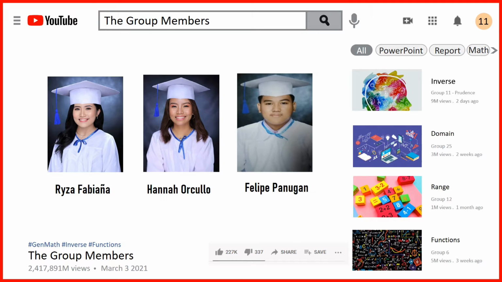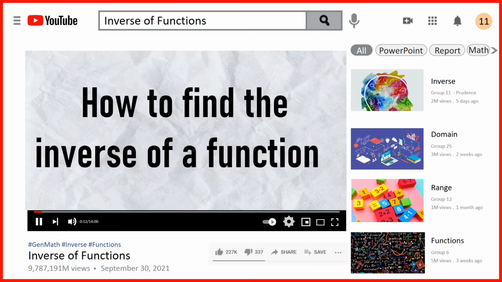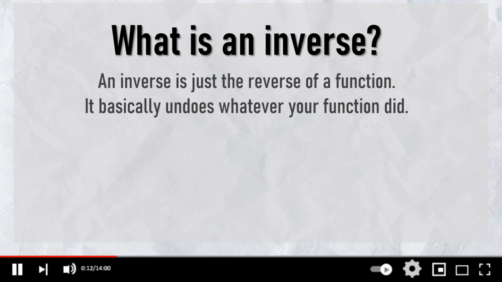Good day, students! In this video, I'll be tackling how to find the inverse of a function. But before that, let us first know what an inverse is. An inverse is just the reverse of a function. It basically undoes whatever your function did.